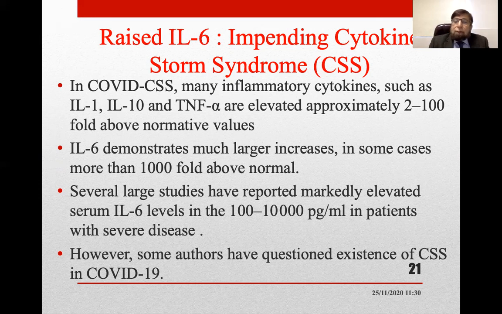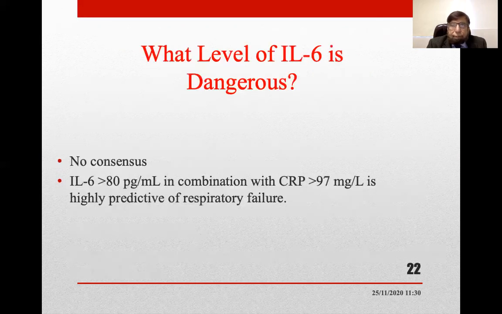However, some researchers have questioned the existence of CSS, and in science, everything goes on. Now, what level of IL-6 is dangerous? This question remains unanswered. There is no consensus about it. Generally speaking, it is said that a level more than 80 picogram per ml is an indication of respiratory failure, or CRP more than 97 is also highly predictive.